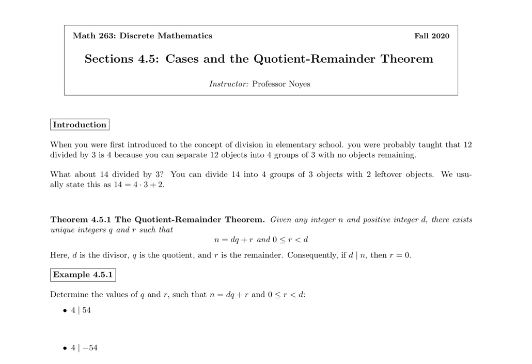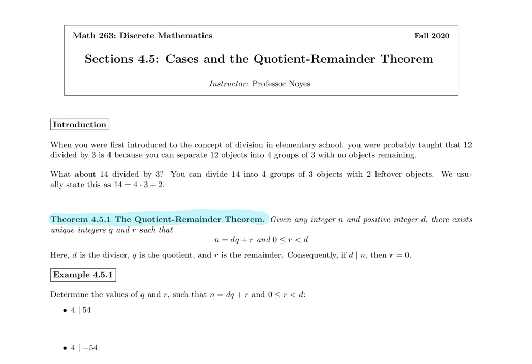Well, then you could divide your 14 still into 4 groups of 3, but we'd have 2 leftover objects. So we usually state this as 14 equals 4 times 3 plus 2. We have a special name for this type of property. We call this the quotient-remainder property. And we have a theorem.